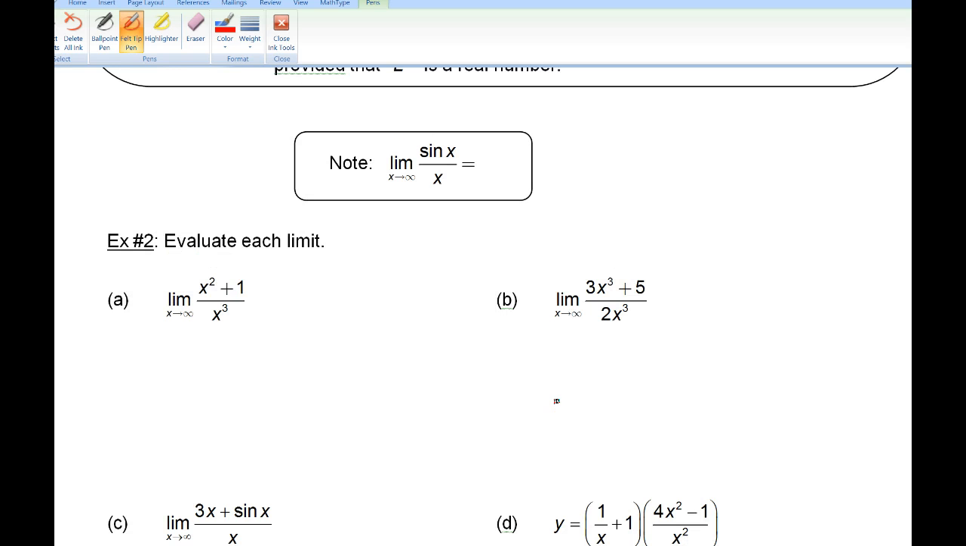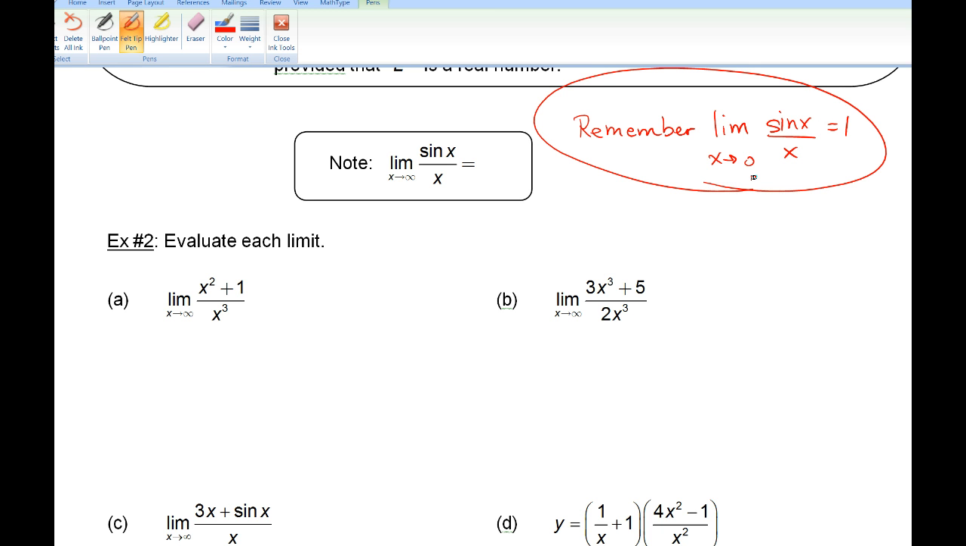Okay, we had a limit of sine x over x. So remember, we had the limit as x approaches 0 of sine x over x was equal to 1. That was something that we had in the previous section. In this one, however, we are looking at what happens as x approaches infinity.